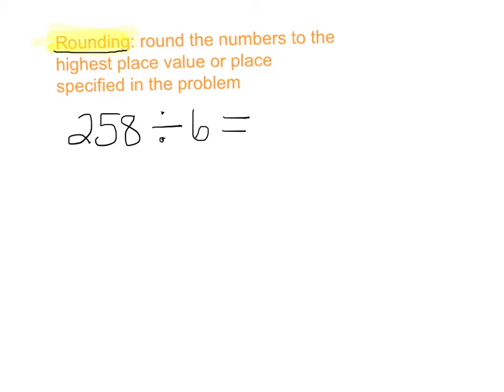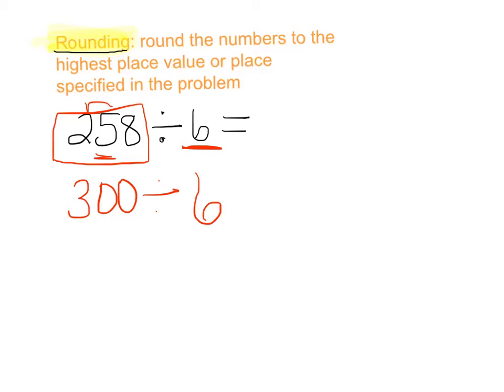One form of estimation is called rounding. Rounding is when you round the numbers to the highest place value or a place specified in the problem, such as the tens, hundreds, or thousands if your dividend got that large. So you look at your dividend, 258, and we're going to go to the nearest hundred, so the 5 is going to do the talking. The 5 tells the 2 that it needs to go up to 300. So I have 300 divided by 6. I'm going to leave the 6 the same and not round it.